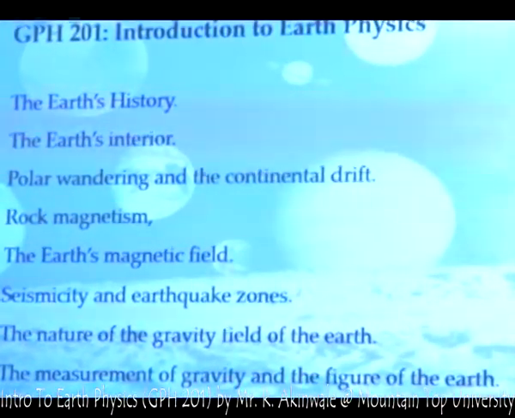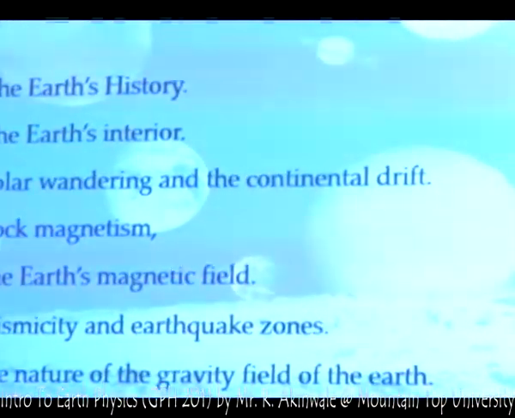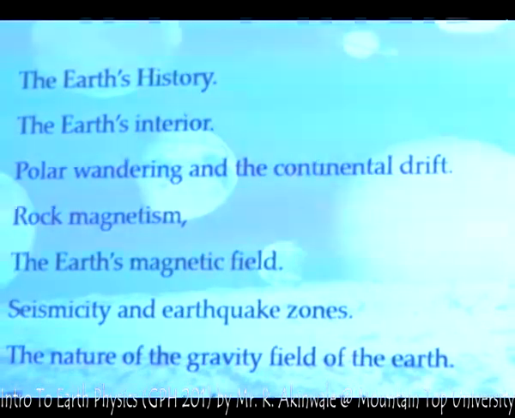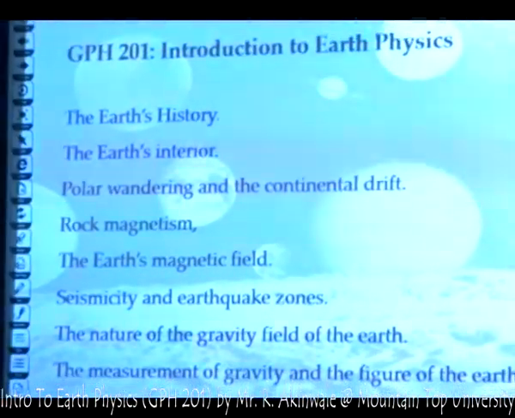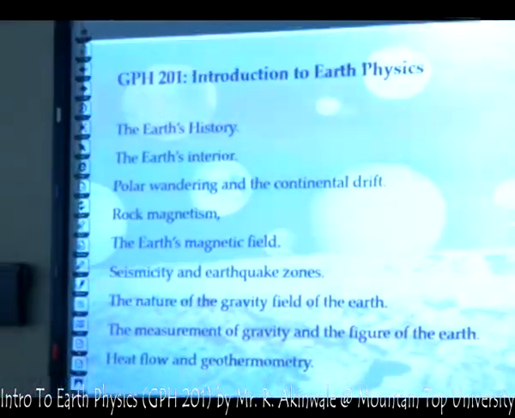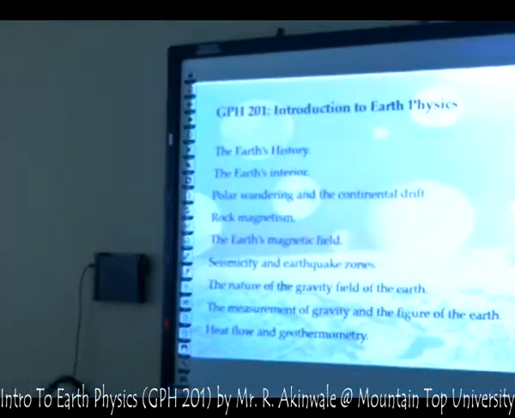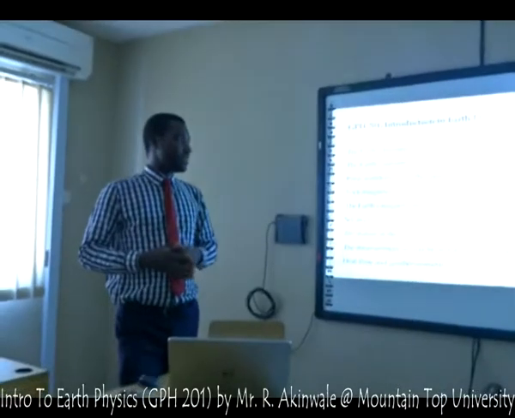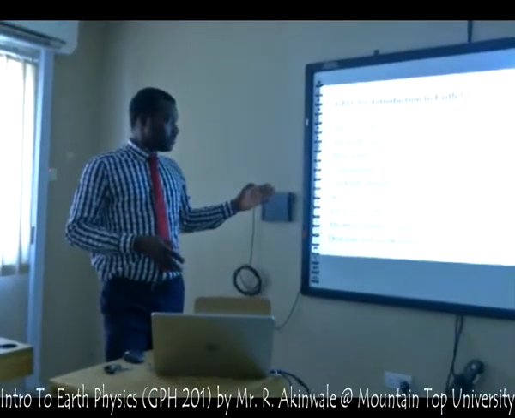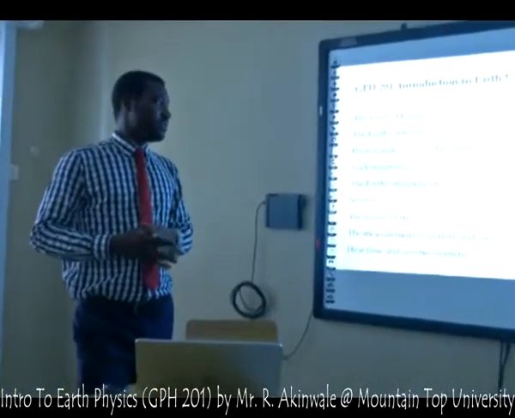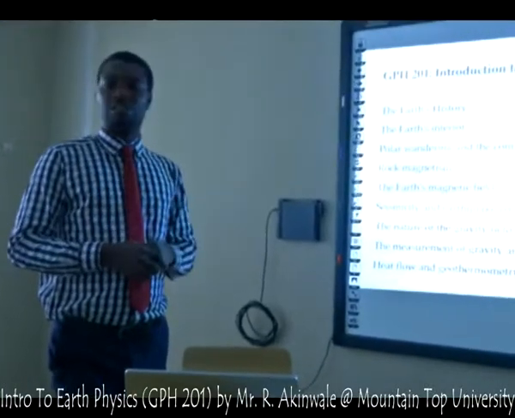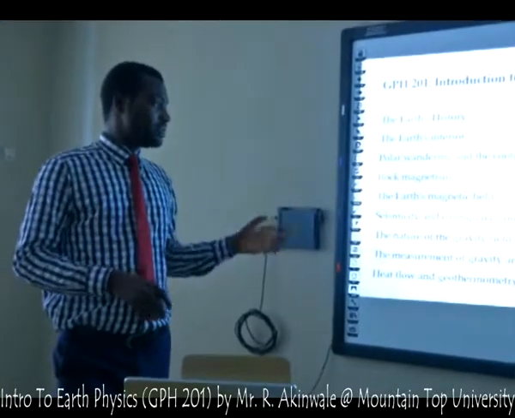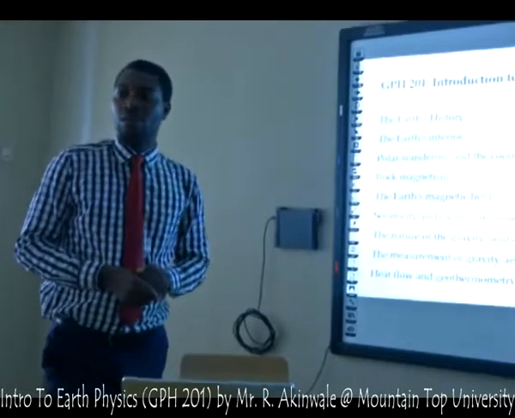We are going to talk about rock magnetism, of which we have to talk about the magnetic field of the Earth. Of course, earthquake zones and seismicity. Why do we have earthquakes occurring in some places? And what are the relevant properties that we need to look at? After that, we move to the nature of the gravity field of the Earth, the measurement of the gravity, and we talk about heat flow and geothermometry.